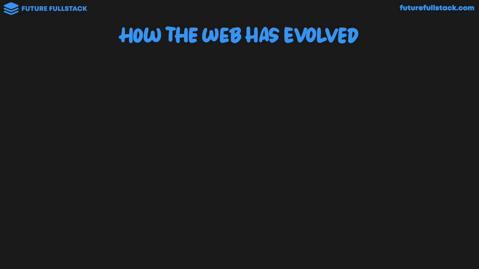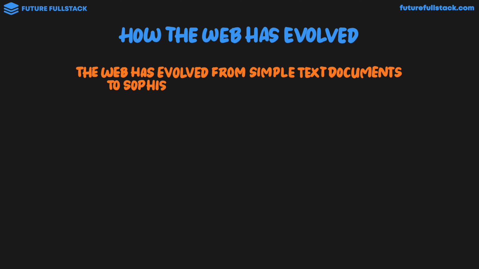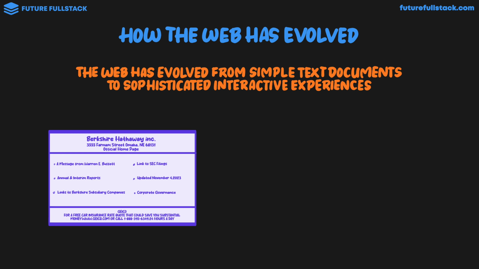So first up, let's take a quick look at how the web has evolved. The web has evolved from simple text documents to sophisticated interactive experiences. The first websites were static web pages. They were incredibly simple and a bit of an eyesore. They came on the scene in the early 1990s. Early web pages were originally created by scientists to be able to share their work easily.